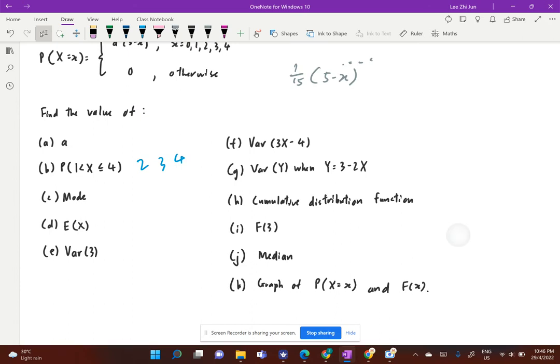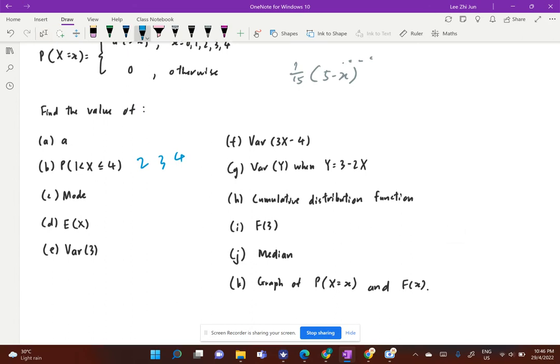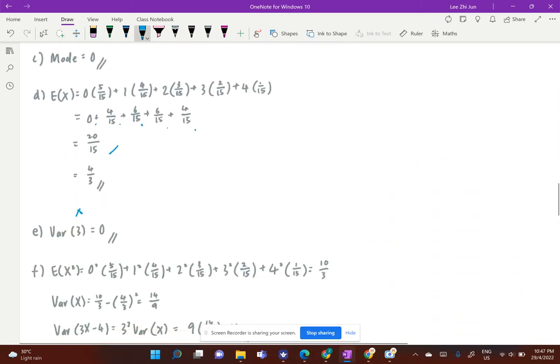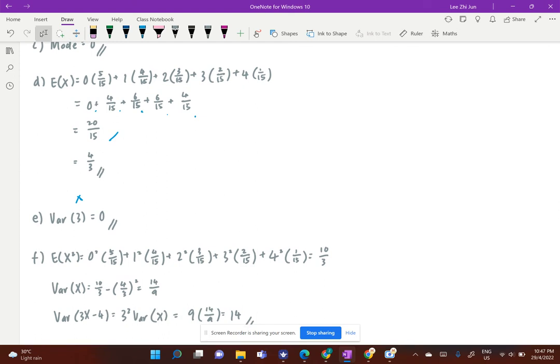So f, the variance of 3x minus 4. Before finding the variance of 3x minus 4, I need to find E(X squared) and Var(X) first. E(X squared) is 0 squared times 5 per 15, plus 1 squared times 4 per 15, plus 2 squared times 3 per 15, plus 3 squared times 2 per 15, plus 4 squared times 1 per 15. So I will get 10 per 3.